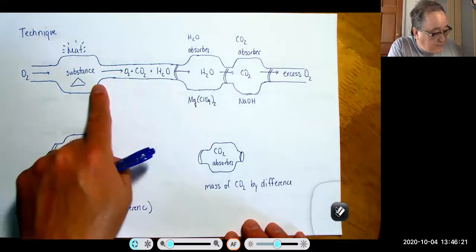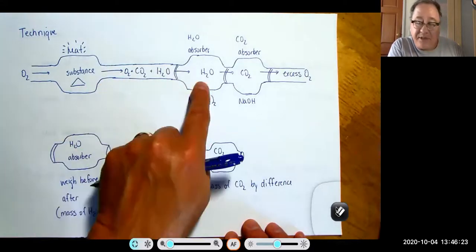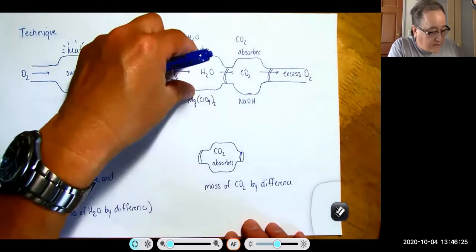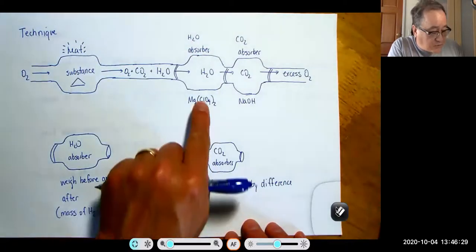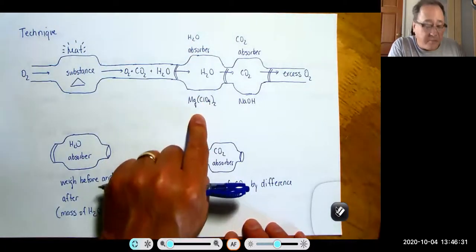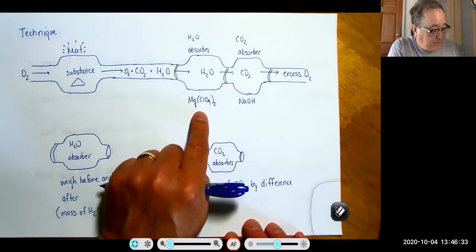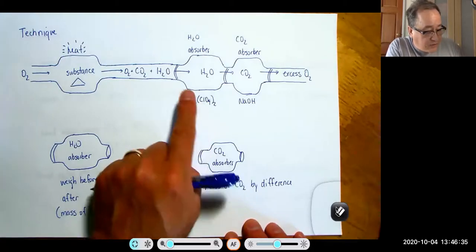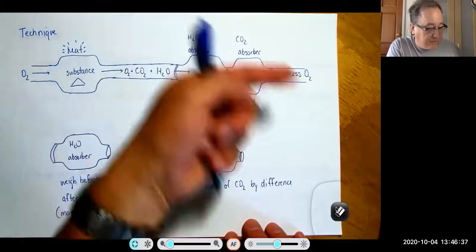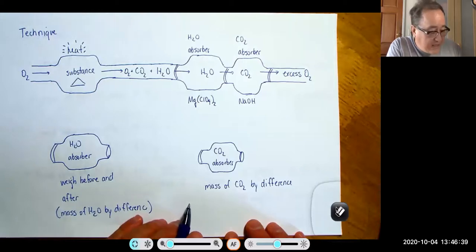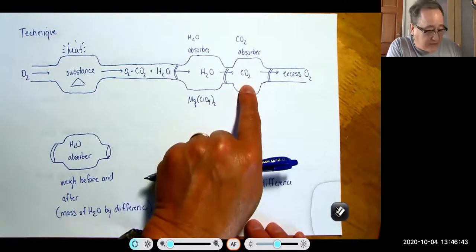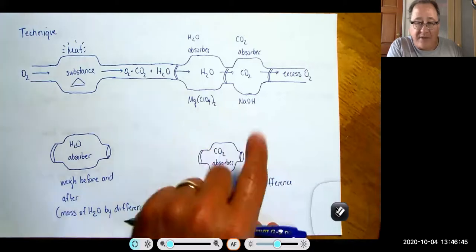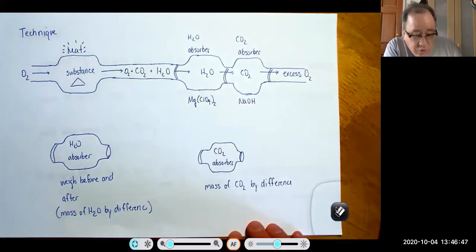And so when these three gases enter this particular portion of the device, the H2O is absorbed by some magnesium perchlorate. And the CO2 and the O2 pass through. And here you have another little chamber that absorbs carbon dioxide. So we have some sodium hydroxide to do that. And the O2 passes through.